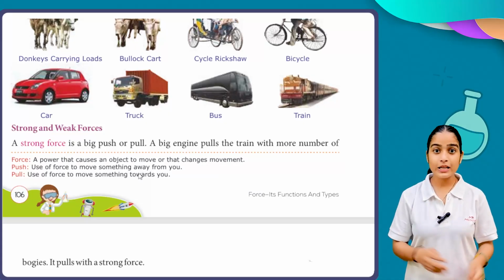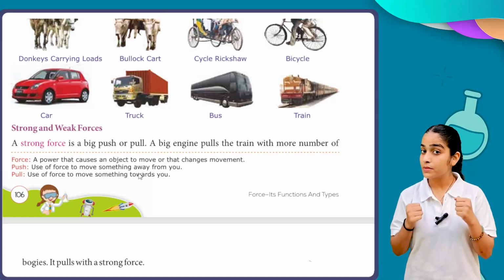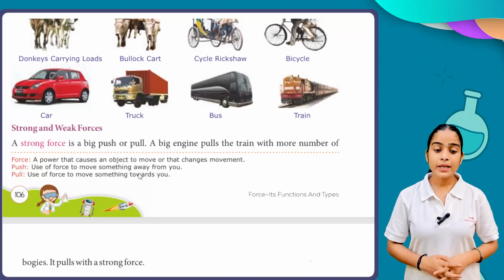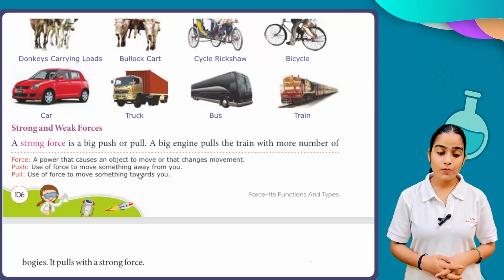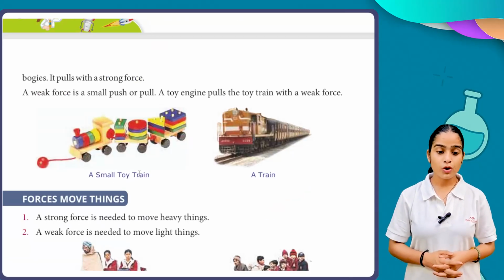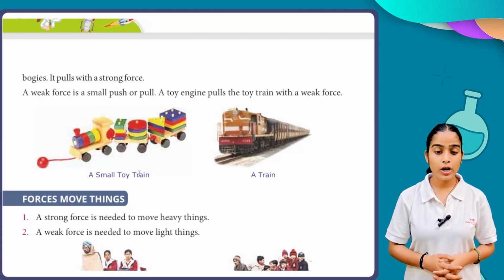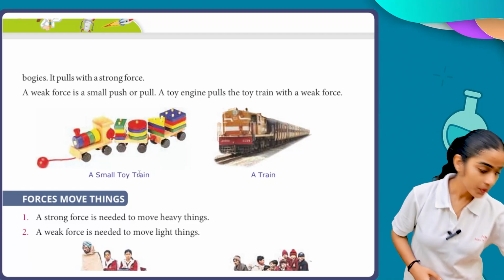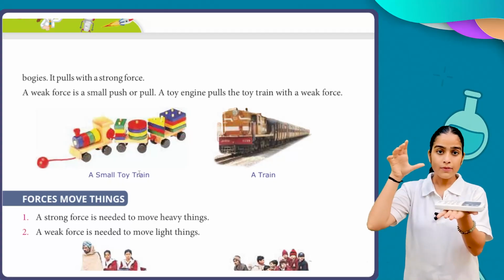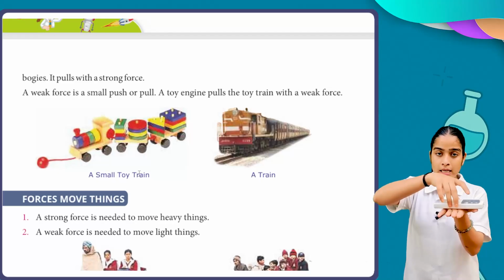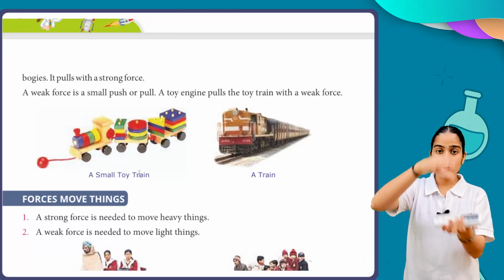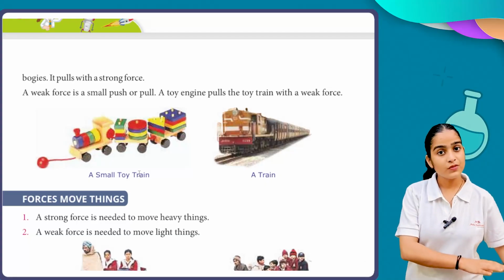So this is basically which is more strong and which is more weak. A strong force is a big push or pull. A big engine pulls the train with more number of bogies, it pulls with a strong force. A weak force is a small push or pull. A toy engine pulls the toy train with a weak force. So what we understand here, if I have this AC remote, for taking it, I have to apply a small pull. That's it. This is my pull, but this is a weak force.